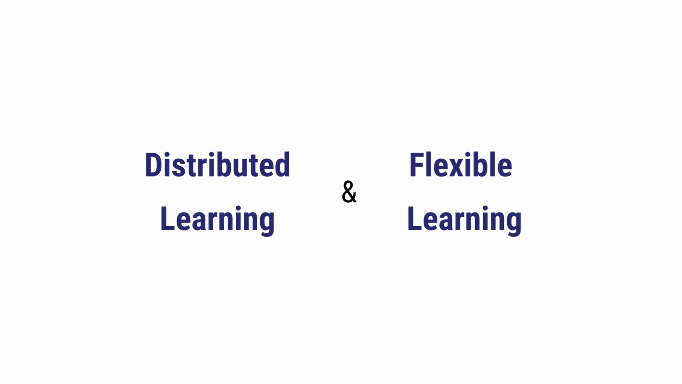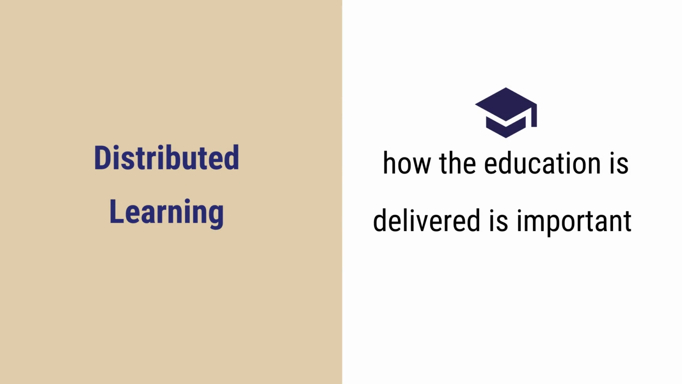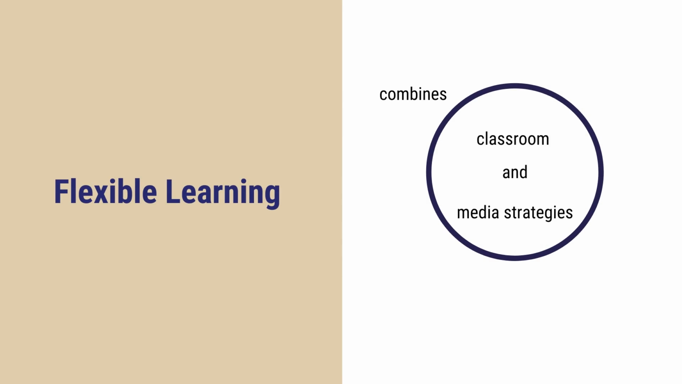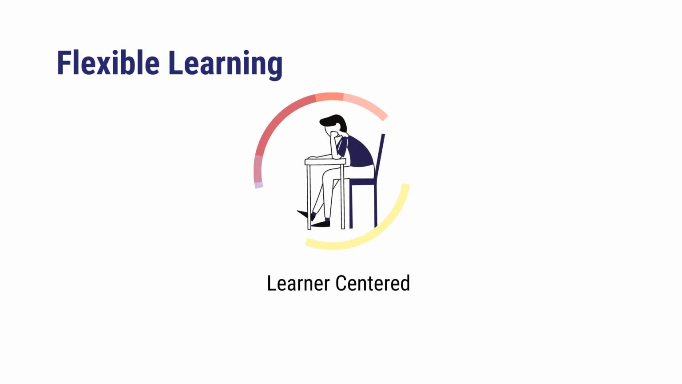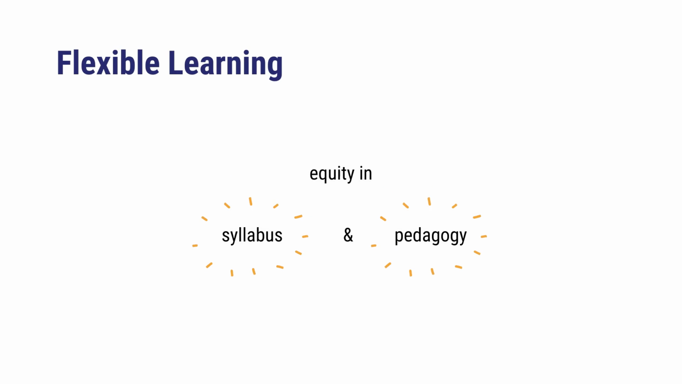Distributed learning and flexible learning. Distributed learning focuses on the concept of learning. That means how the education is delivered is more important than focusing on the technology used to deliver it. Flexible learning focuses on the creation of classroom space. It combines both classroom and media strategies. The philosophy of flexible learning is learner-centered. It identifies the differences in the needs of the learners and the diversity in their learning styles. It inculcates the habits and skills of lifelong learning by recognizing the importance of equity in curriculum and pedagogy.